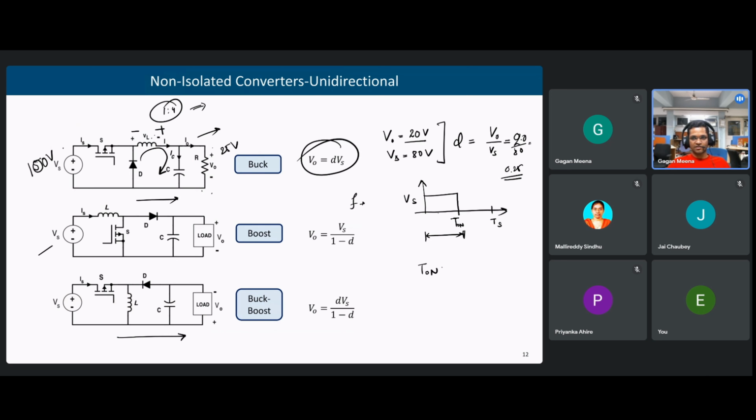We can say T on into Vs divided by Ts. So this is the average output voltage. And T on by Ts we call the duty cycle. If it is D, then V naught becomes D into Vs. Similarly for boost also we can do this type of analysis.